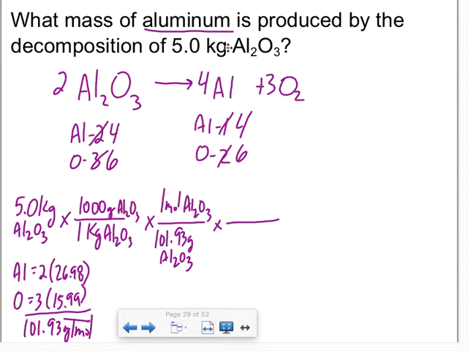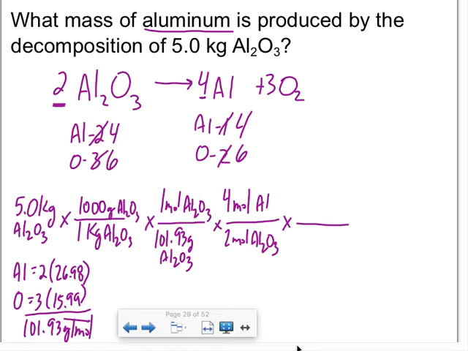Okay, so go to my chemical equation. All right, I've got a 2 to 4 ratio. Now, because I'm in moles of Al2O3, that means moles of Al2O3 has to go on the bottom. So I'm going to put 2 moles of Al2O3 to 4 moles of aluminum. All right, there's the mole ratio.